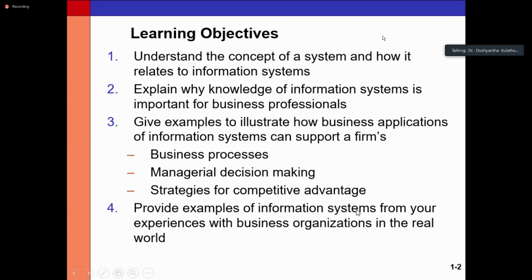Provide examples of information systems from your experiences with business organizations in real life. So again, during the chapter, or maybe at the end of the chapter, you should be able to come up with some examples from your own experiences in your business organizations.